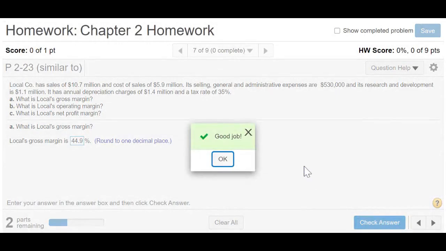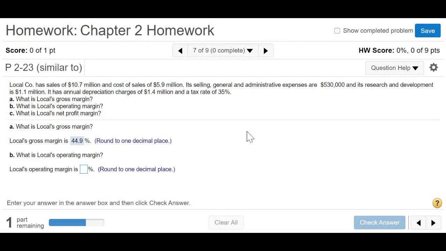Professor, can you please explain this again? Yes, I will. What you're trying to do is find the ratio for your gross margin. So what you do is you subtract your cost of sales from your sales, divided by your sales. So 10.7 minus 5.9, divided by 10.7.